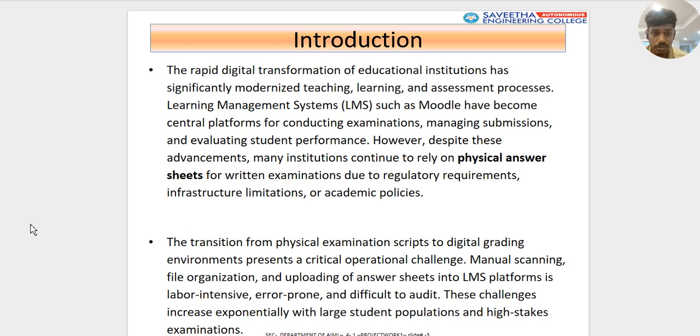Introduction. The rapid transformation of education institutions has significantly modernized the teaching, learning, and assessment process. However, despite these advancements, many institutions continue to rely on physical answer scripts for written examinations due to regulatory requirements, infrastructure limitations, or academic policies. The transition from physical examination scripts to digital grading environments presents a critical operational challenge. These challenges increase exponentially with a large student population and high examination volume.